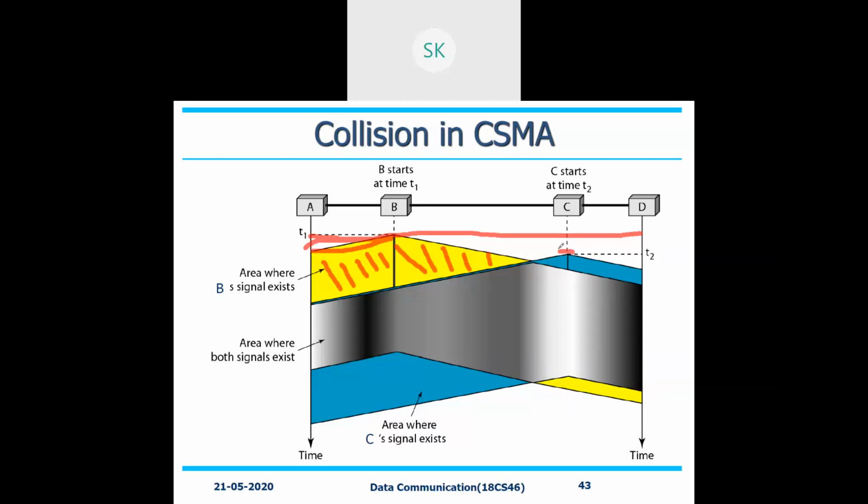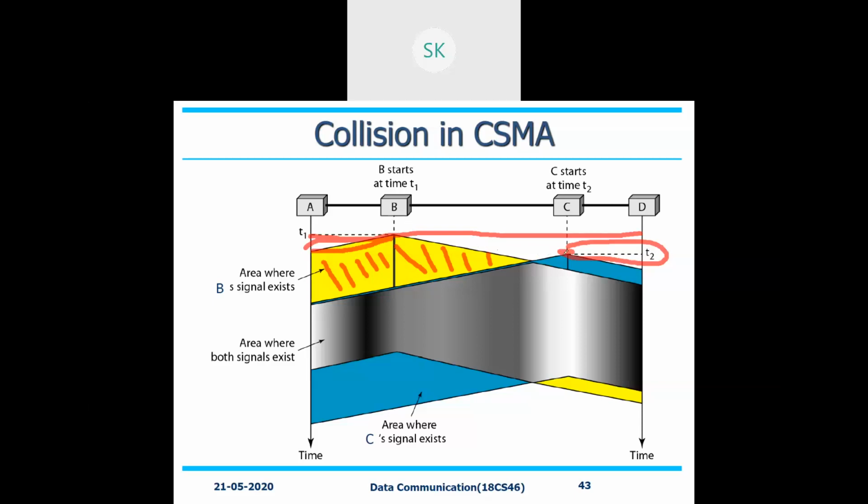At the time T2, before B's signal reaches C, C will start analyzing the channel, whether it is idle or busy. During this duration, the channel is still idle because B's message has not yet reached C during this duration of time.